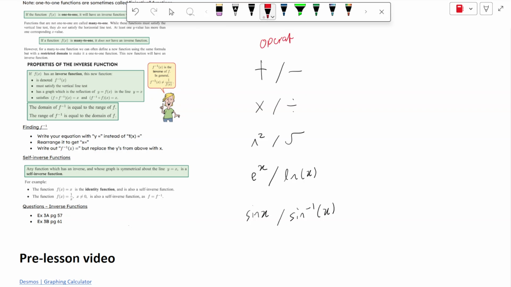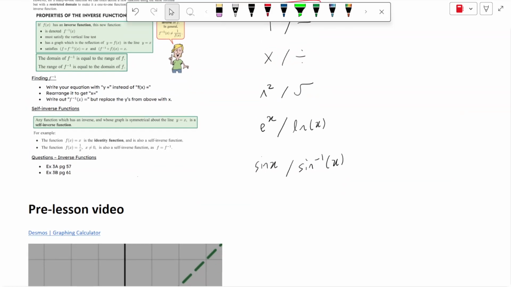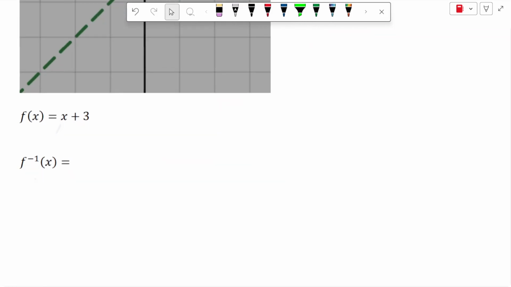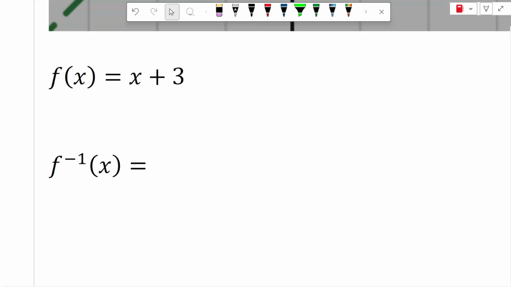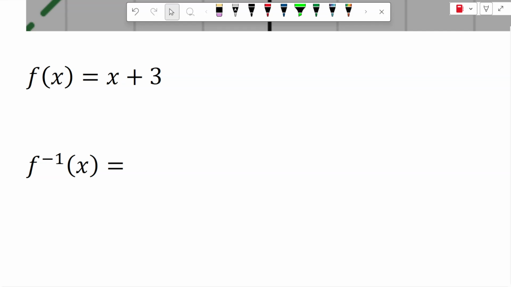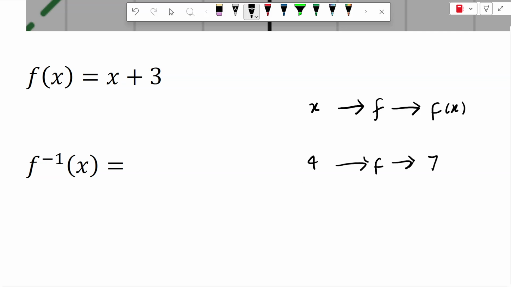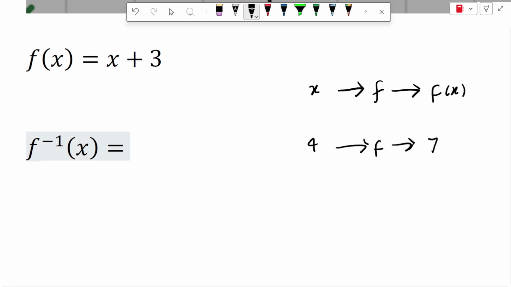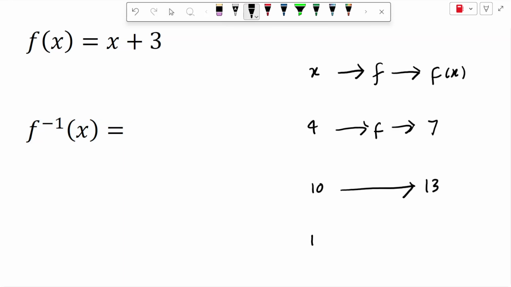We're going to be talking about inverse functions, which are a pretty similar concept. So something like x plus 3, for example. Basically, what we want to think about is f being a function. It takes in an x value and it spits out an f of x value. So if we plug in 4 to this function, it will spit out 7 because the function adds 3 to it. If I plug in 10, it will spit out 13. If I plug in 18, it will spit out 21.